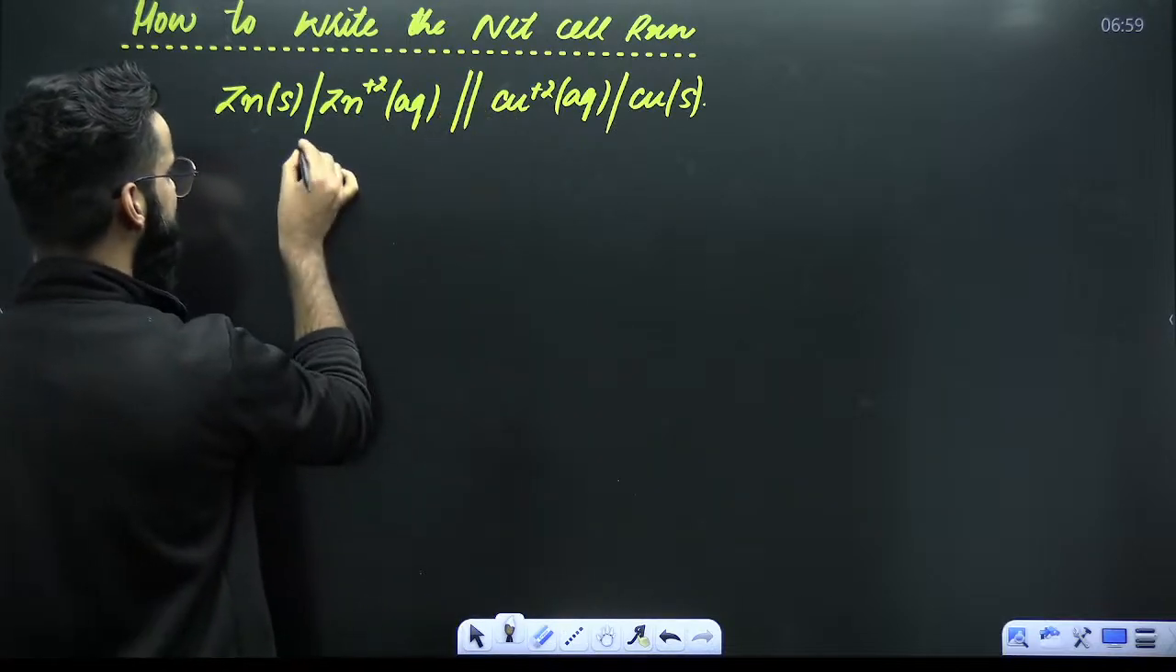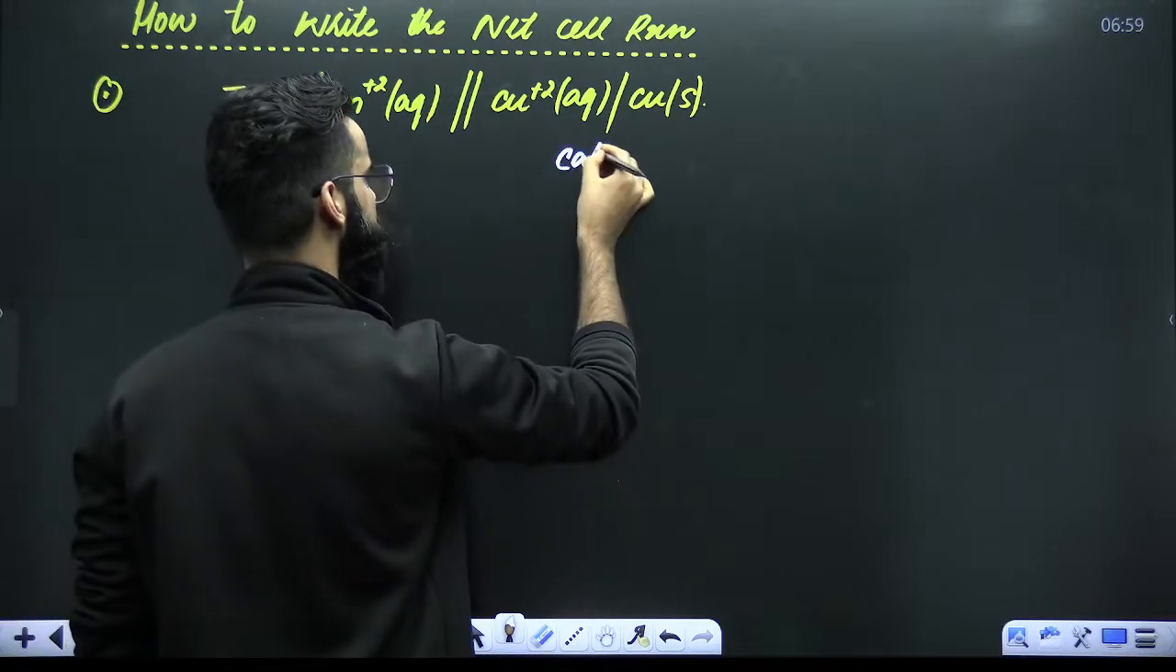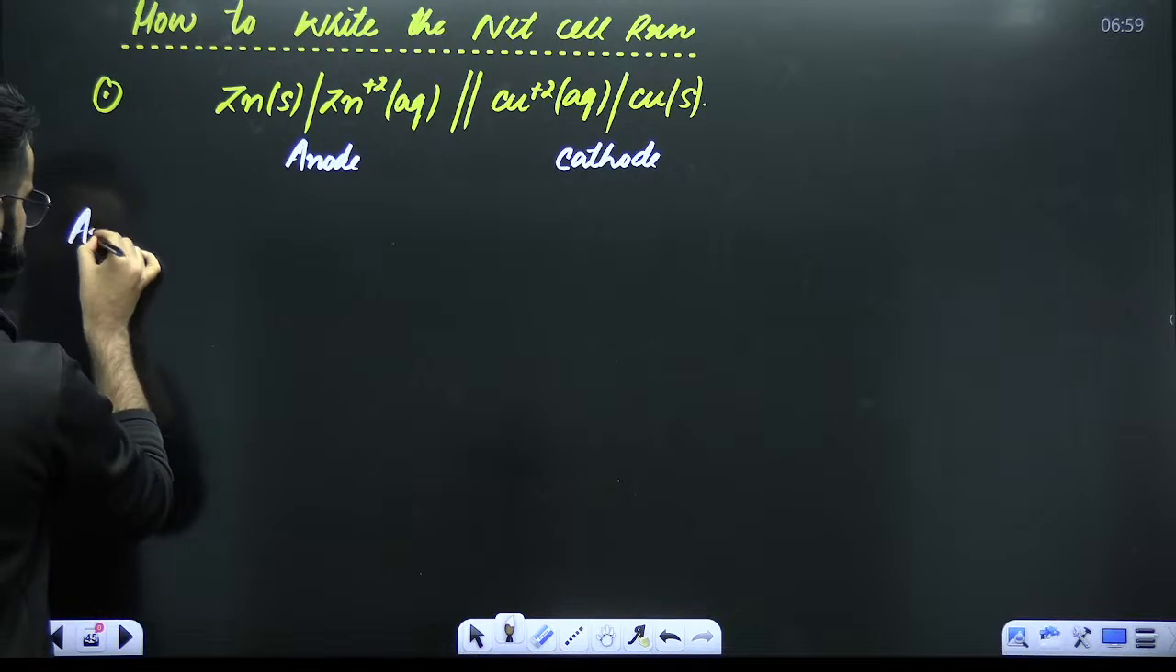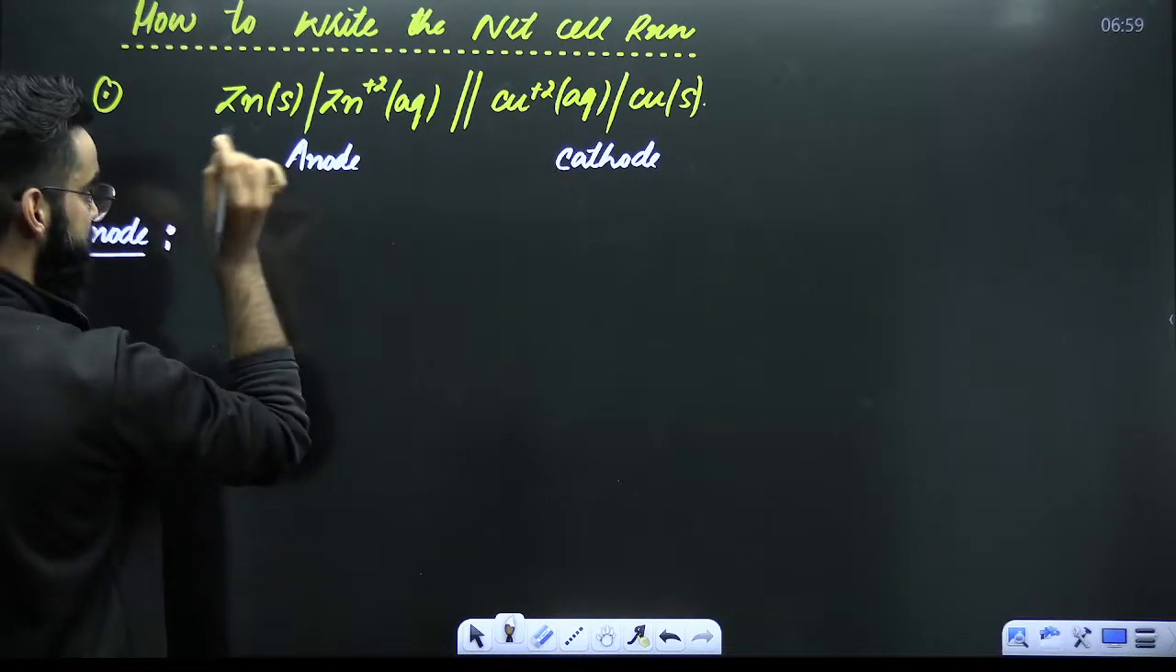Point number one. This is the salt bridge. On the left side of the salt bridge, it's always going to be the anode. On the right side of the salt bridge, it's always going to be the cathode, right? And at the anode, what happens? At the anode, oxidation takes place.